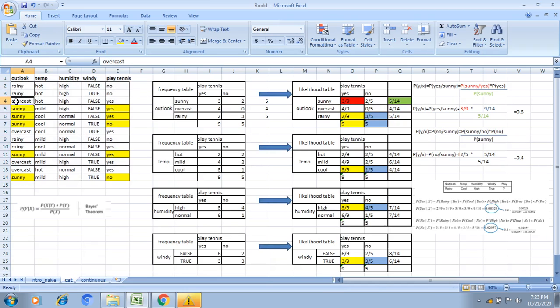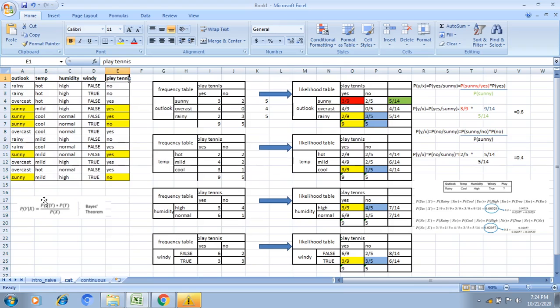Yes or no, true or false, and rainy, hot, high are all categorical information. This is my x1, x2, x3, x4. This is my play, my target data. Here there are four independent variables and one dependent variable.